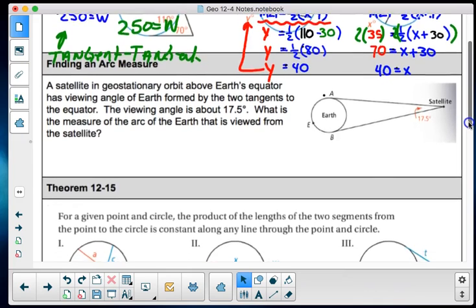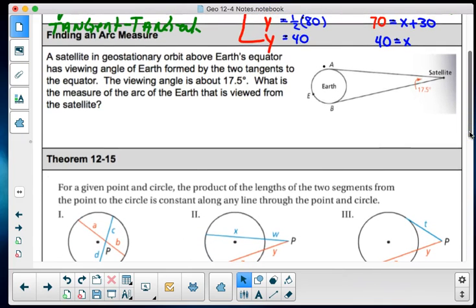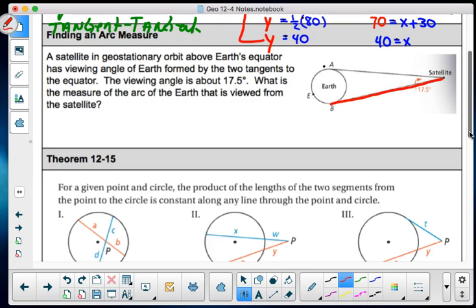Now, finding an arc measure. This one looks really hard and nasty. A satellite in geostationary orbit above the Earth's equator has viewing angle of Earth formed by the two tangents to the equator. Okay, so it has a viewing angle of Earth. It has two tangents. Oh, and I can't emphasize the importance of this being two tangents, because we've done this problem before, and actually I gave you kind of an inkling of what this problem would be already. Whatever this arc is, it is the same as this central angle, okay? Because the central angle and the arc it intercepts is the same each time.